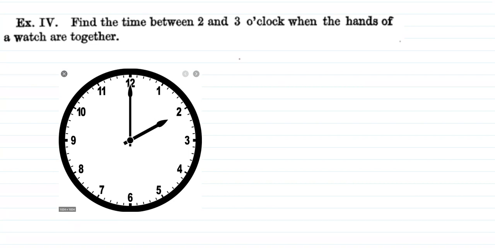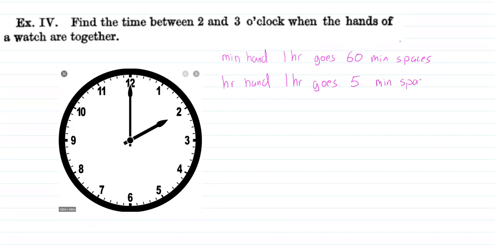We have the minute hand. In 1 hour, it goes 60 minute spaces. And the hour hand in 1 hour goes, think about it, if it were 12 o'clock, it would go to the 1. If it were 1 o'clock, it would go to the 2. So it moves 5 minute spaces. Right? We want consistency to measure them. So we're measuring minute spaces.